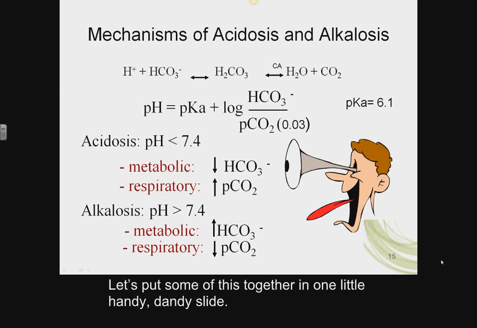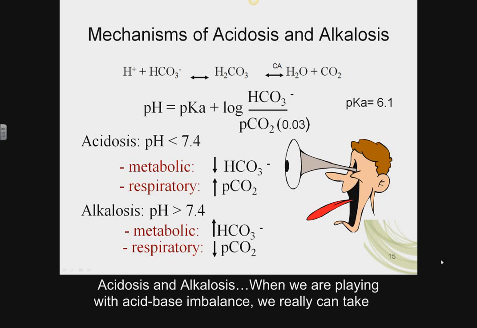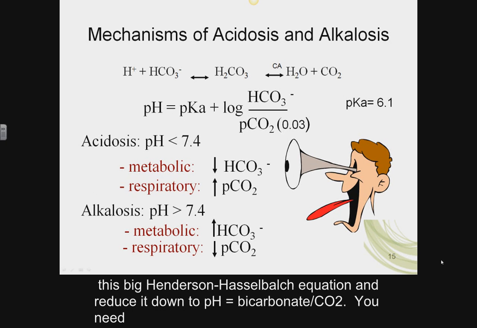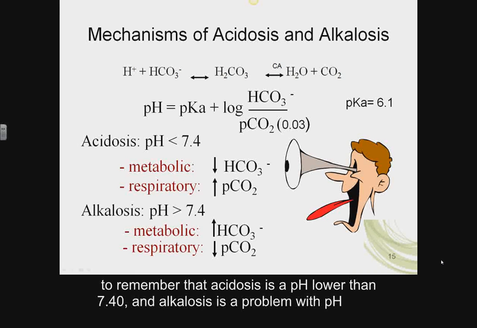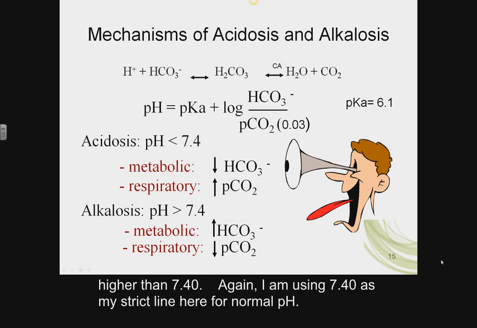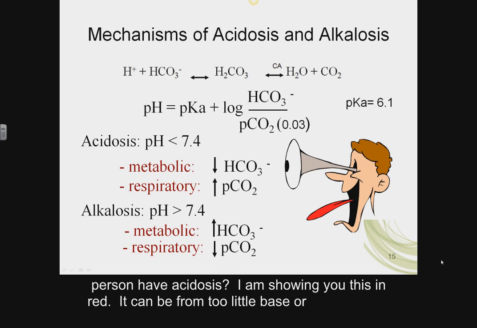Let's put some of this together in one little handy-dandy slide. Mechanisms of acidosis and alkalosis. When we are playing with acid-base imbalance, we really can take this big Henderson-Hasselbalch equation and reduce it down to pH equals bicarb divided by carbon dioxide. You need to remember that acidosis is a pH lower than 7.40 and alkalosis is a pH higher than 7.40. Again, I am using 7.40 as my strict line here for normal pH.